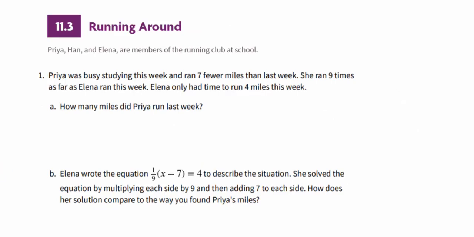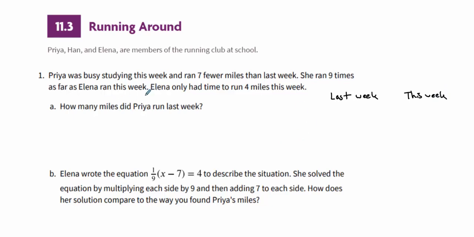Okay, let's look at 11.3. Priya, Han, and Elena are members of the running club at school. Priya was busy studying this week and ran 7 fewer miles than last week. She ran 9 times as far as Elena ran this week. Elena only had time to run 4 miles this week. Wow, there's a lot going on here. So we have some amount she ran last week. We have some amount this week.